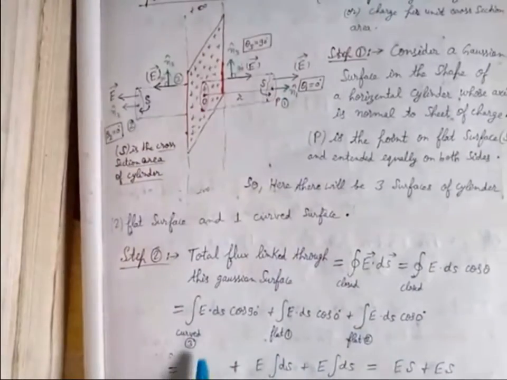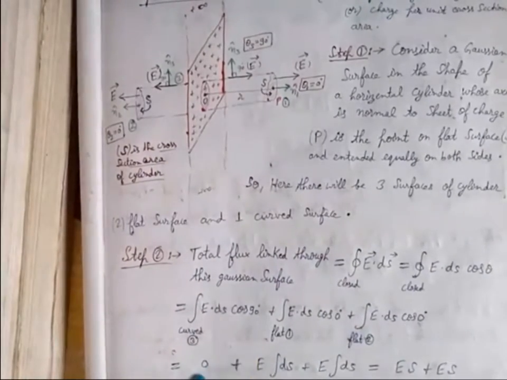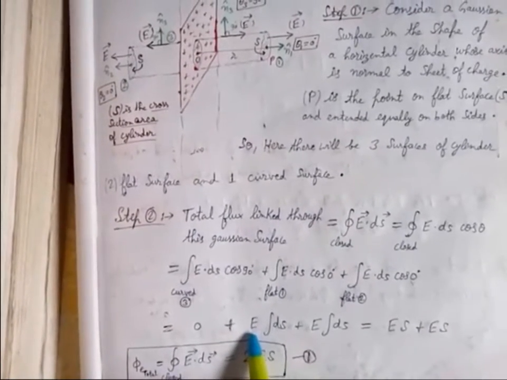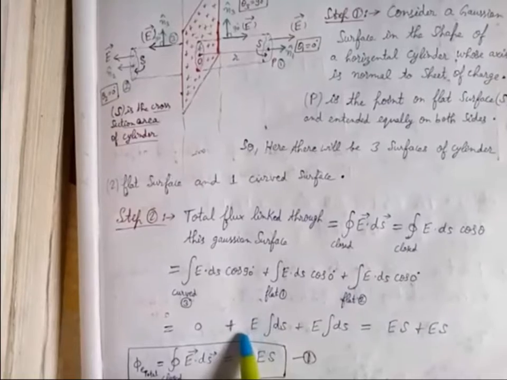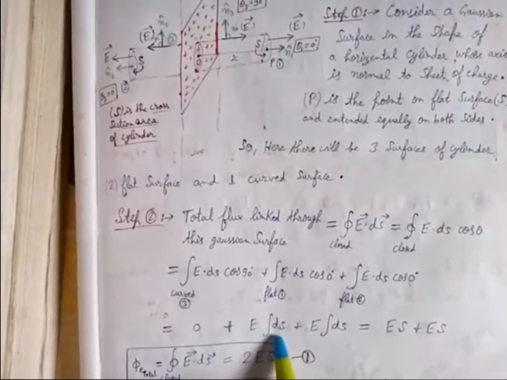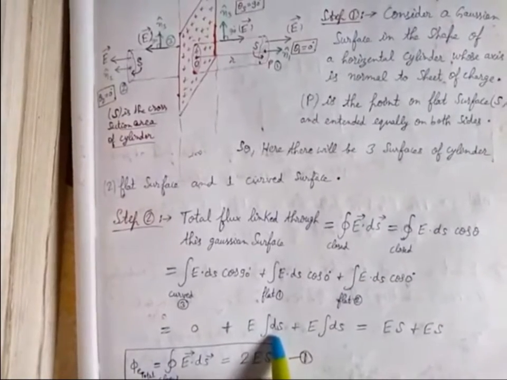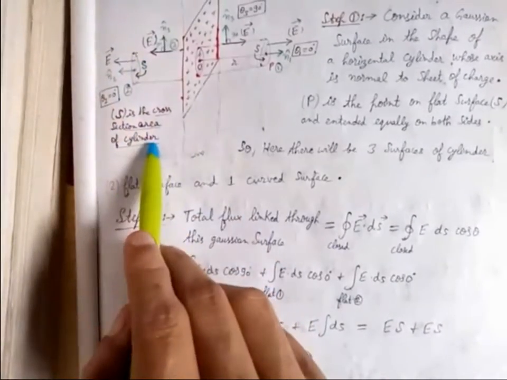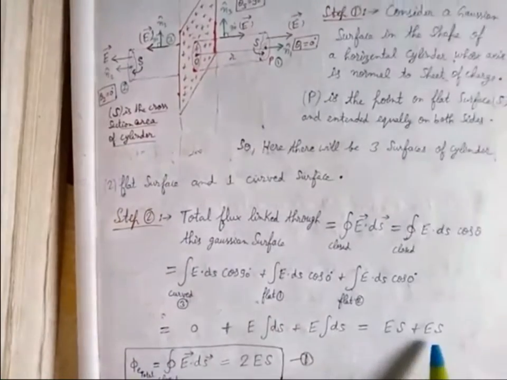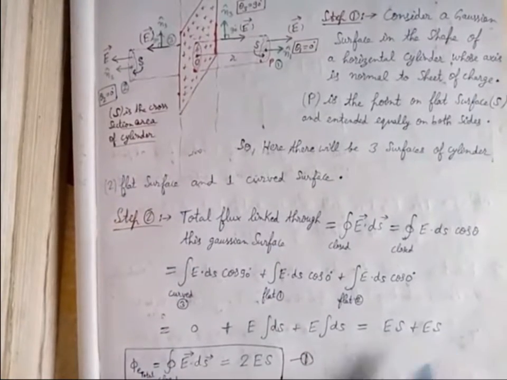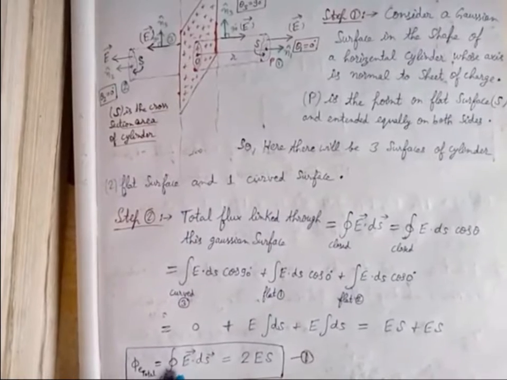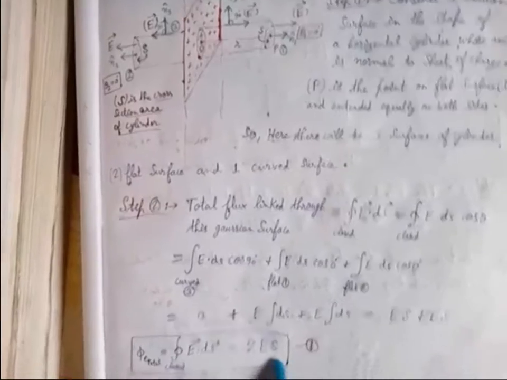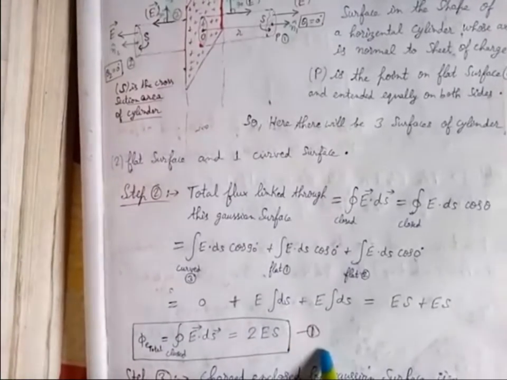Cos 90 is 0. So the electric field E is uniform, constant, and is taken outside the integration. This small ds integration is completely taken as S, because S is the cross sectional area of the cylinder. So this is E into S plus E into S. So we get the closed integral E dot ds equal to 2 E into S. This is equation number 1.